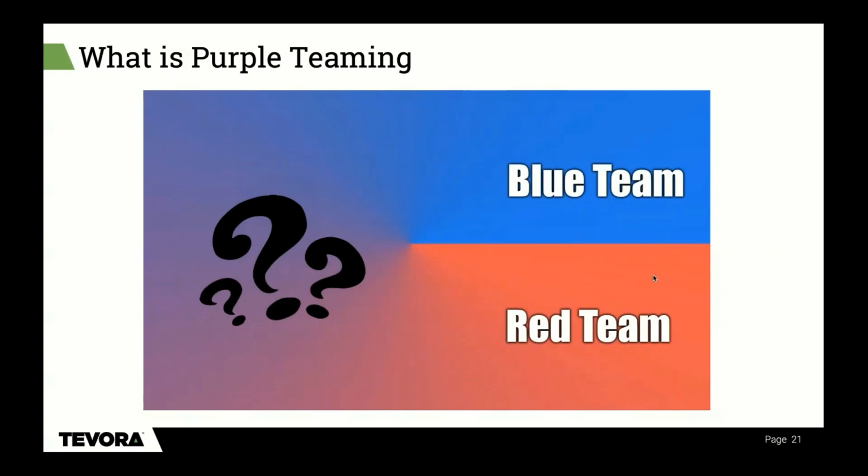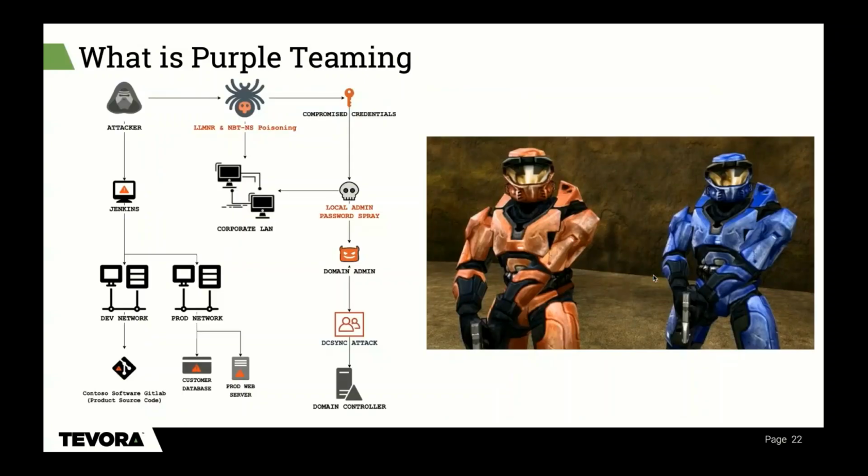But a purple team combines that, where you're now working a little bit together. And what is the advantage of working together? Well, you can look at the attack path collaboratively. The reason why that's great is because you can now start tweaking things, right?